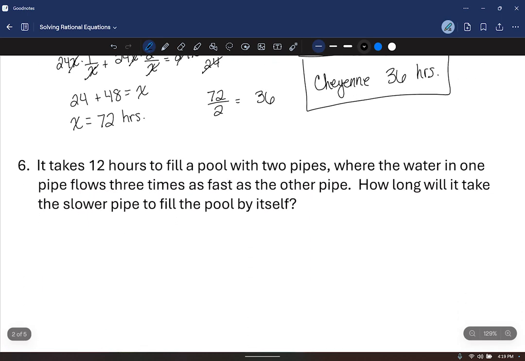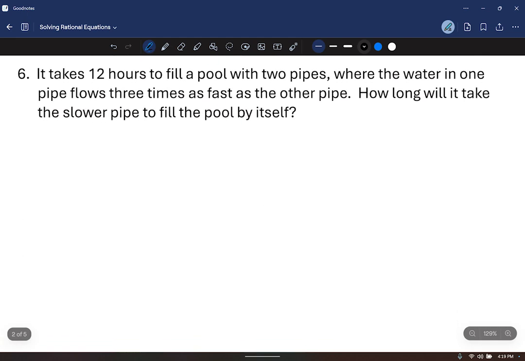Now, if you take a look at number 6, it's almost exactly the same, except now we're talking about filling up a pool. So it takes 12 hours to fill up the pool with 2 pipes. So instead of having 2 people who are working together, we have 2 pipes that are working together. All right, the water in one pipe flows 3 times as fast as the other pipe. How long will it take the slower pipe to fill the pool by itself? So we could say, well, 1 over x plus, instead of being twice as fast, it's 3 times as fast. So 3 over x equals 1 over 12.